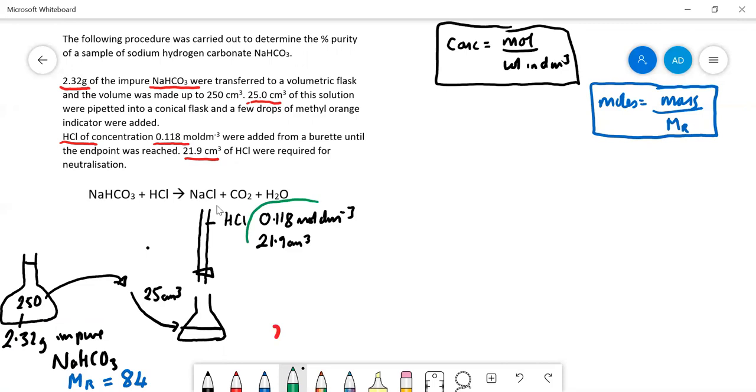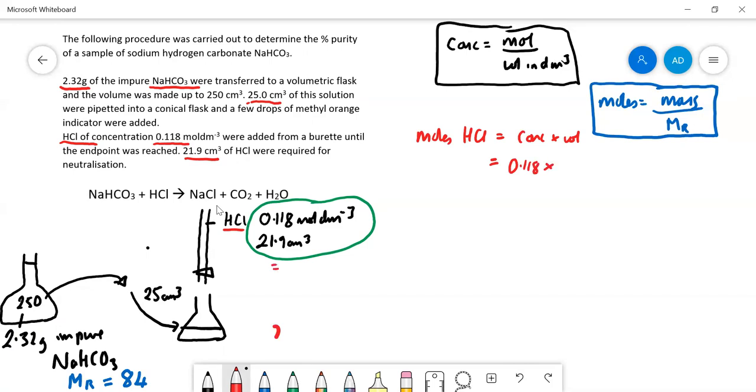Well, what can we do then? Can we work out the moles of HCl? Yes, we can, because we know the concentration and we know the volume. So moles of HCl is concentration times volume. That's 0.118 multiplied by 0.0219 dm cubed, which is 21.9 divided by 1,000. Do that on the calculator. That's 2.58 times 10 to the minus 3 moles.